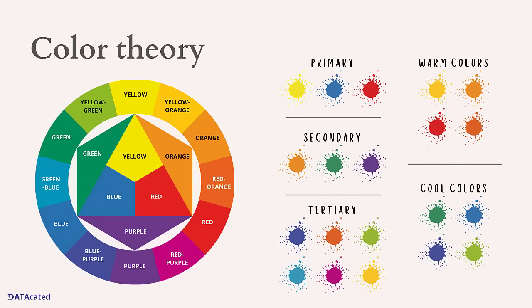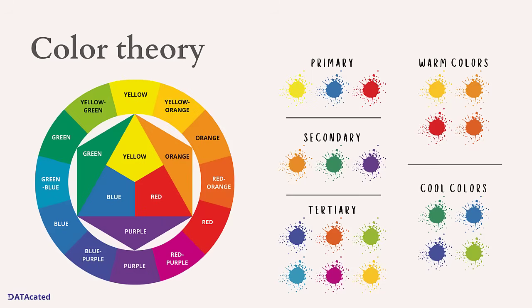Let's spend just a few quick minutes on the basic principles of color theory. The color wheel is a visual representation of the colors of the spectrum arranged in a circle. It's typically divided into primary, secondary, and tertiary colors. The primary colors are red, yellow, and blue, and they cannot be created by mixing other colors. The secondary colors, however, are orange, green, and purple, and they're created by mixing two primary colors. For example, mixing yellow and blue, which are primary colors, will create the color green, a secondary color.